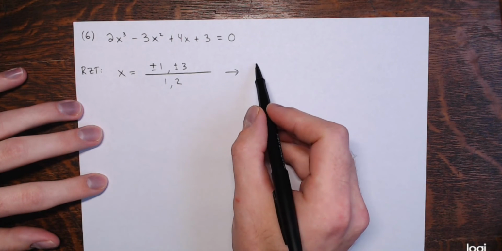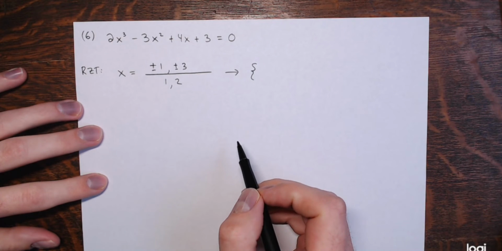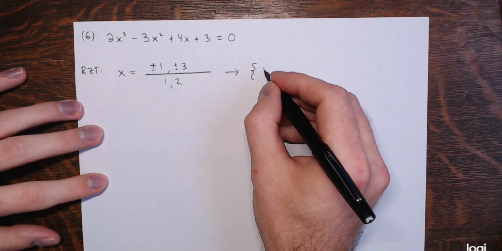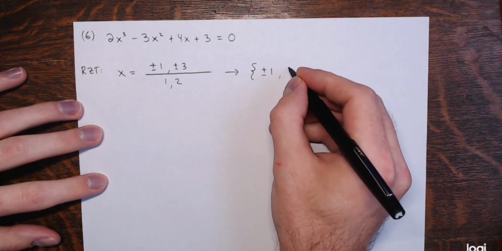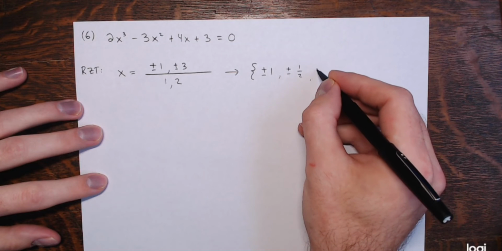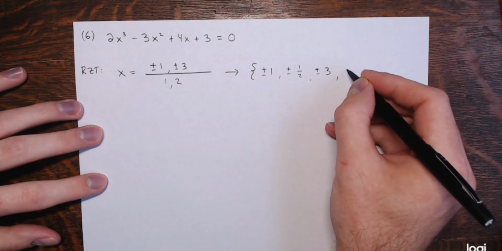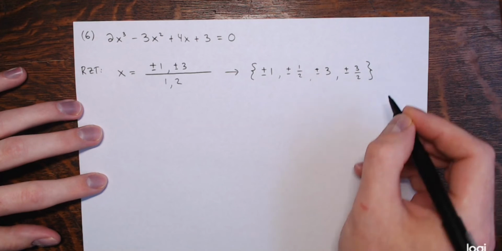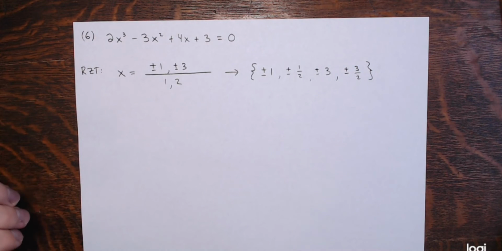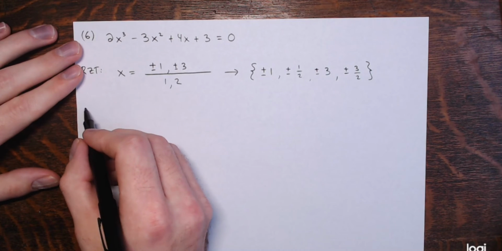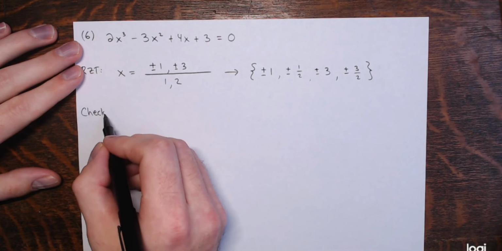All right, so the list of possible rational zeros that I'm going to check are positive or negative 1, positive or negative 1/2, positive or negative 3, and positive or negative 3/2, right, 1.5. So just 8 numbers to check. And again, I might not even need to check all 8. So now we check numbers from that list, using synthetic division.